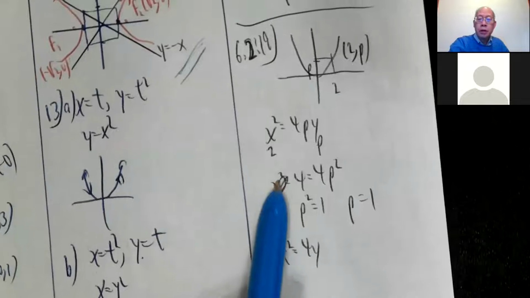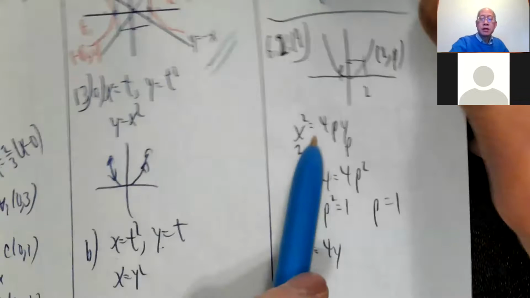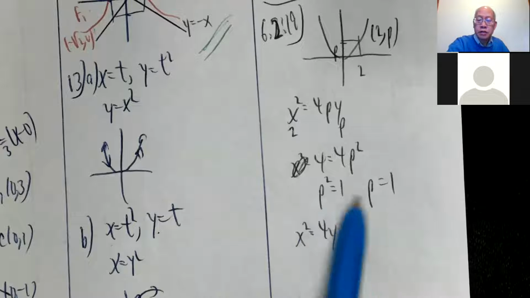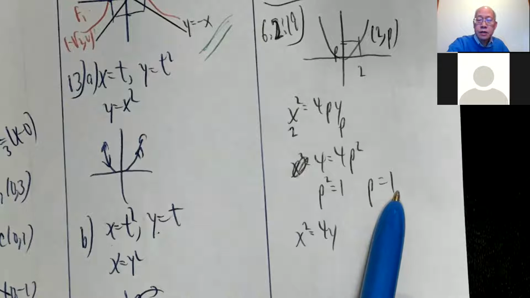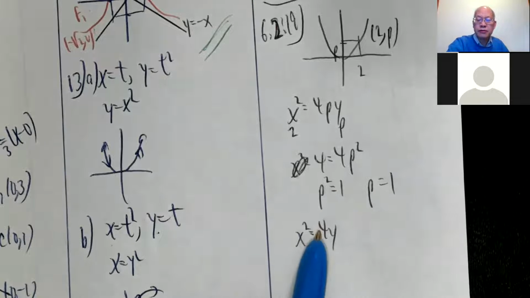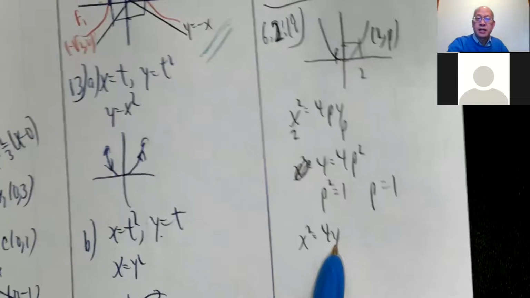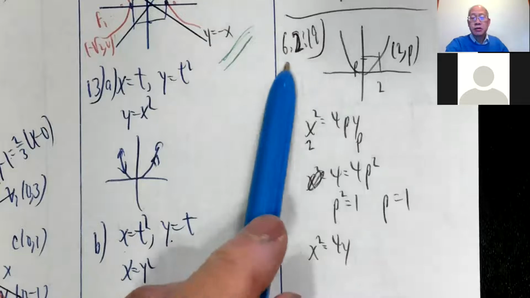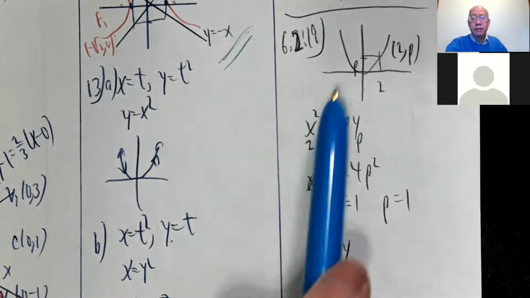2 squared is 4. So 4 equals 4 times P times another P, which is P squared. Divided by 4, P squared is 1. So P is 1. So since P is 1, x squared equals 4py just becomes x squared equals 4y. And that's it. So for those of you who really just gotta know how 6.219 works, there it was, but I'm not gonna ask you this.